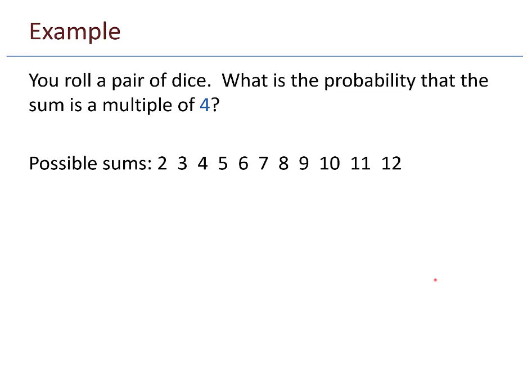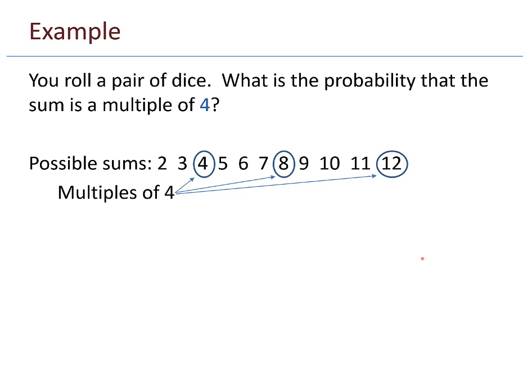Here's another example. You roll a pair of dice. What is the probability that the sum is a multiple of 4? So there are 11 possible sums. There they are, 2 through 12, 11 possible sums, and 3 of these are multiples of 4. So we think the answer is 3/11. But no, you would be so wrong if that's what you thought. There is a problem. What is the problem with this calculation? If you need to pause the video and think about it for a second, do that.